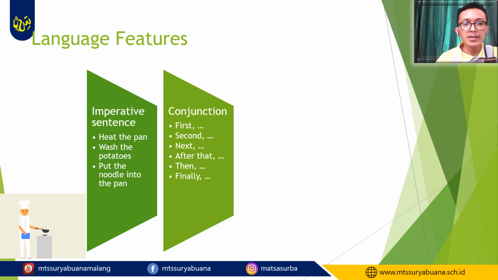Okay, the second language feature in recipe is that usually there are some conjunctions written there. The first one is first, second, and so on. As I said before, the steps of the recipe are written in sequence, right? So the conjunctions here are used there. First, for example, first heat the pan. Second, wash the potatoes, and so on.